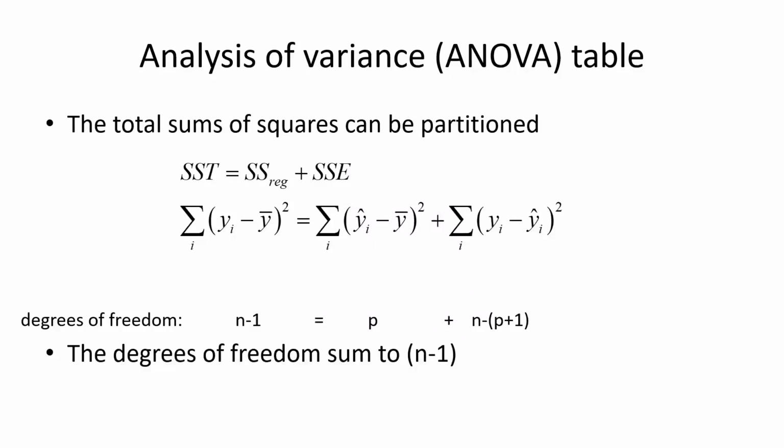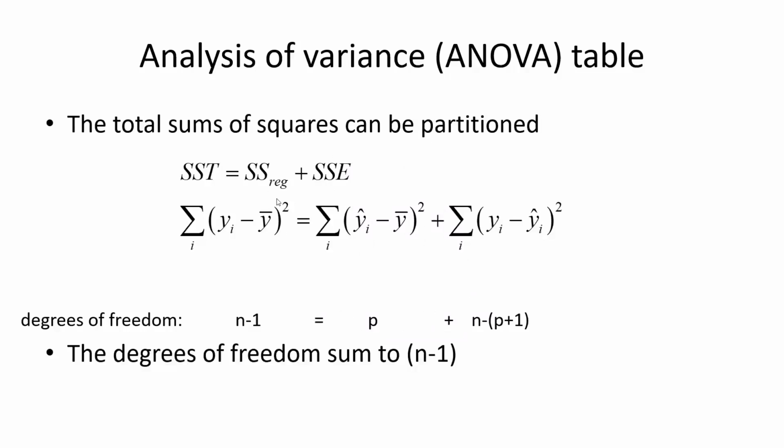This segment is about the analysis of variance, or ANOVA table. The total sums of squares can be partitioned into two components: the sums of squares explained by regression and the sums of squares that are left over, the error sums of squares or residual sums of squares.